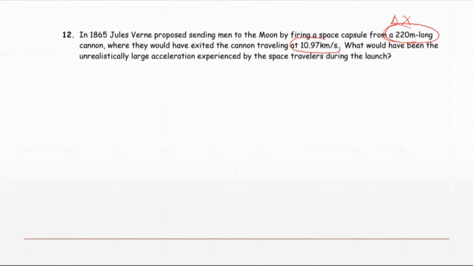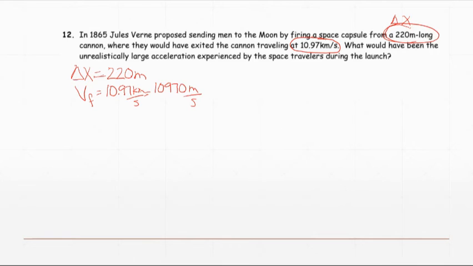Where they would have exited the cannon traveling at 10.97 kilometers per second. So that's going to be my velocity final. So I have my change in x equals 220 meters. My velocity final is equal to 10.97 kilometers per second, which is the same as 10,970 meters per second. Okay.